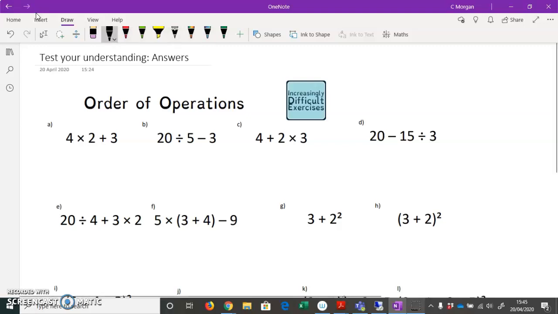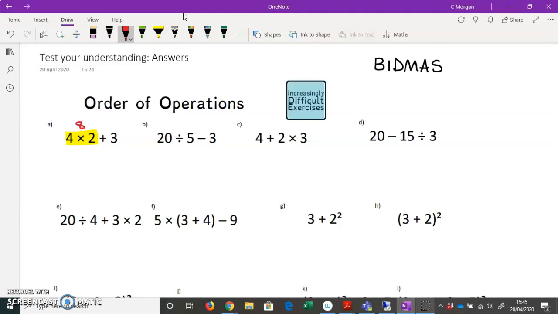Okay, so I'm going to write BIDMAS down to help me. BIDMAS, spelling it correctly, just to remind me the order of operations. Okay, I'm going to do multiplying first on the first one. 4 multiplied by 2 is 8, and 8 add 3 is 11. On my next one, division comes before subtraction. So 20 divided by 5 is 4, and 4 subtract 3 is 1.